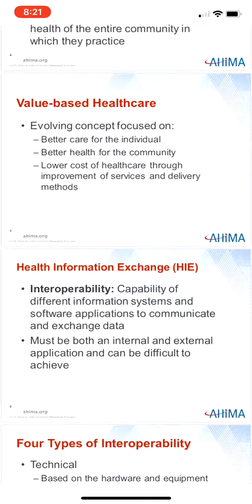So on page 183, we start at interoperability and health information exchange. The exchange of health information between entities is possible only if interoperability is in place. Interoperability is the capability of different information systems and software applications to communicate and exchange data. E-prescribing, in which pharmacies receive electronic prescriptions from hospitals, physician practices, and health departments, is an example of interoperability.